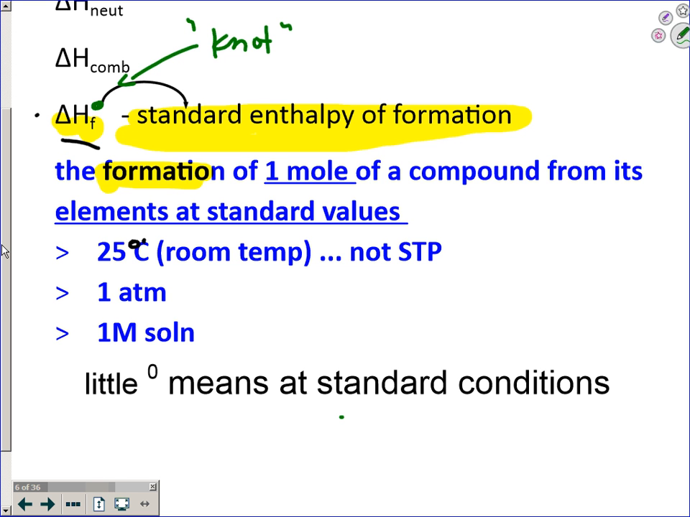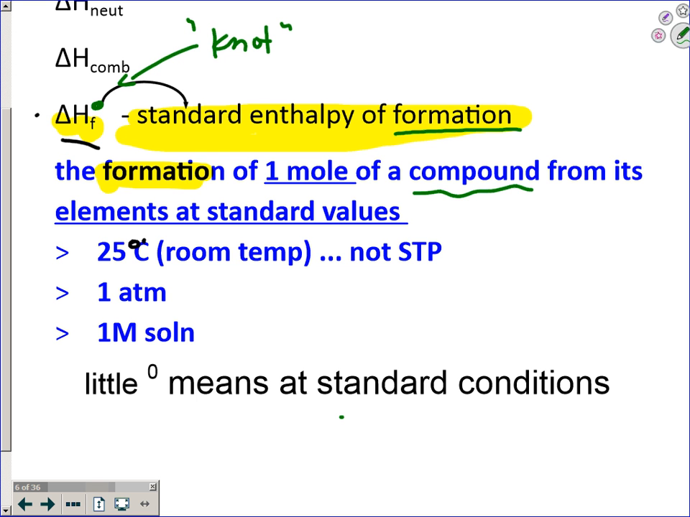So the F, and maybe you know this now, but what do you think the F stands for in delta HF? Formation. Okay. So standard enthalpy of formation just technically means I'm going to make 1 mole of whatever substance I want to make. It can be an ionic compound, a covalent compound, an acid, whatever.